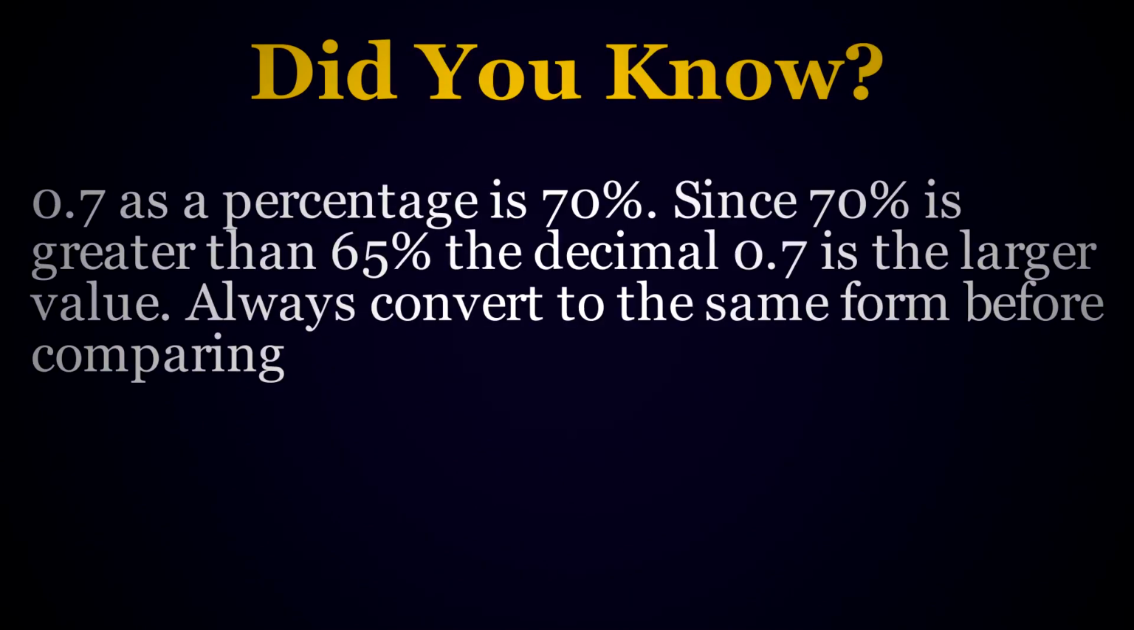Here's a nugget of wisdom. 0.7 as a percentage is 70%. Since 70% is greater than 65%, the decimal 0.7 is the larger value. Always convert to the same form before comparing.